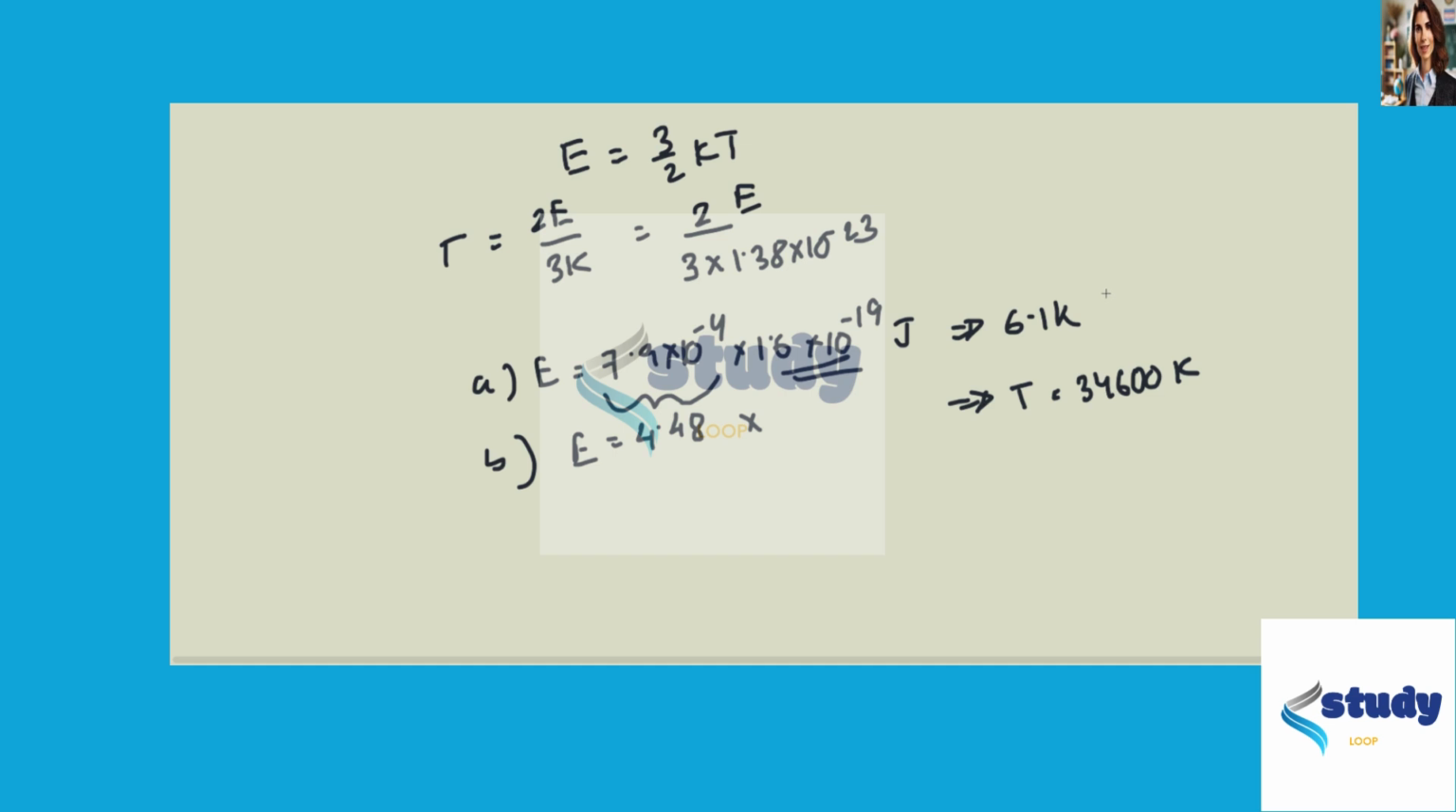Now, in the first case for hydrogen, so this is temperature of hydrogen and this is temperature of helium. So temperature of hydrogen is much less than 300 Kelvin, which means that the hydrogen bond will dissociate at room temperature.